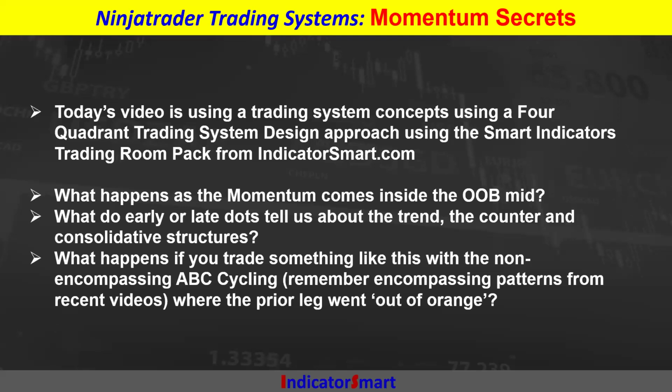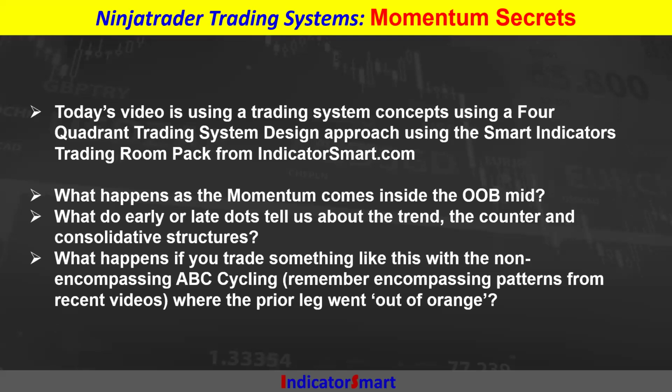So what happens if you trade something like what I'm about to show you, with a non-encompassing ABC cycling? In other words, you wait for the market to be cycling ABC. Now, in last week's video that I provided on this channel, we talked about the implications of a clean cycling market, non-encompassing. Remember that video from last week. If you haven't seen that, I recommend that you do, because what we did is we looked at why markets trend from a statistical basis.